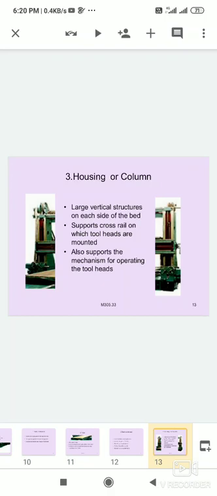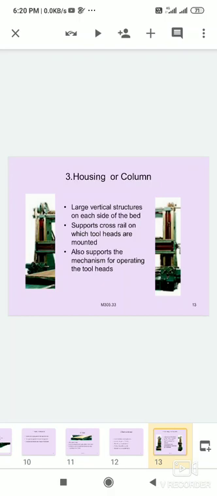Housing or column: a long vertical column structure is placed on each side of the bed. It supports the cross rail on which the tool heads are mounted. Its front face is accurately machined to provide guideways for the cross rail.